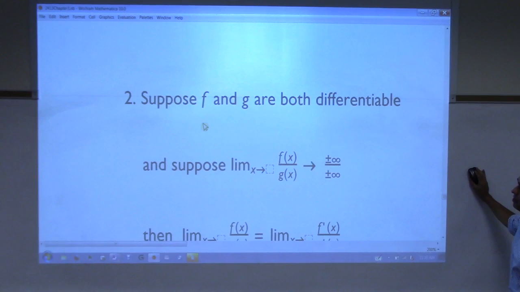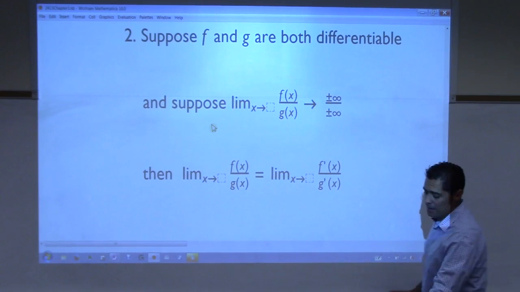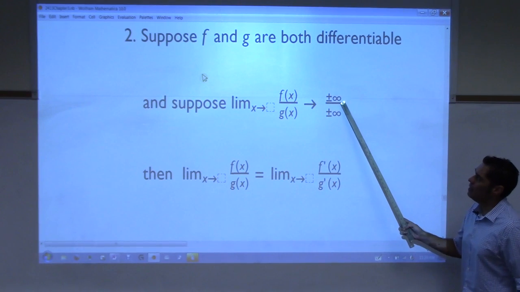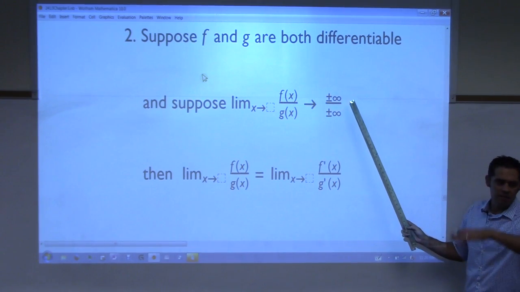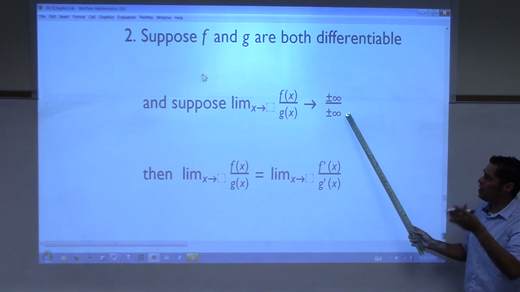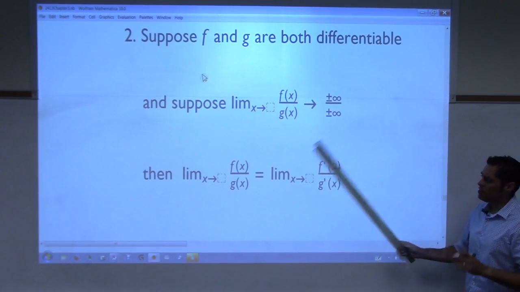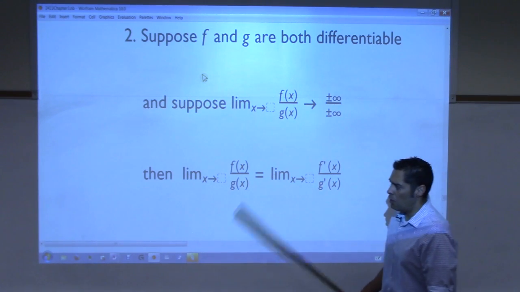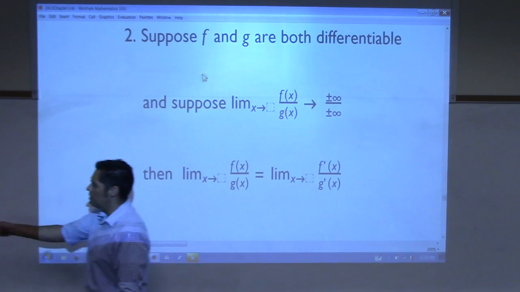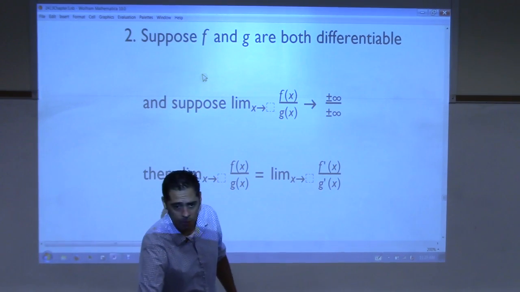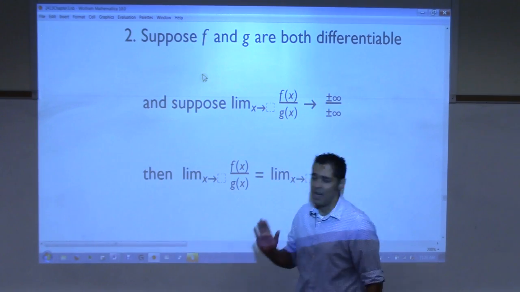Now, it also says that the same thing works if you have infinity over infinity. And it doesn't matter if it's plus or minus infinity on top or bottom. If the top's going to some sort of infinity and the bottom's going to some sort of infinity, you can still apply the same rule. All right? So the key to using L'Hopital is that we have to have one of these two. If you do not have one of those two, you are not allowed to use L'Hopital's rule. Is that clear? You have to have that.